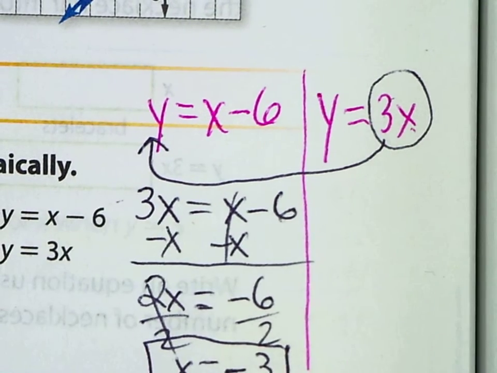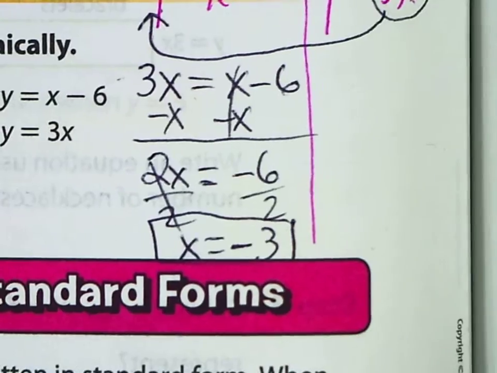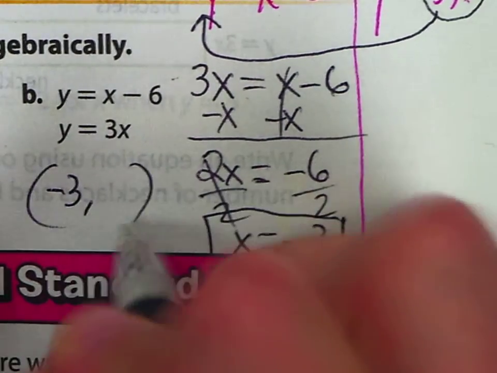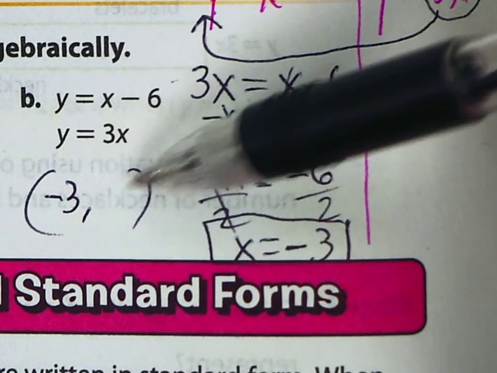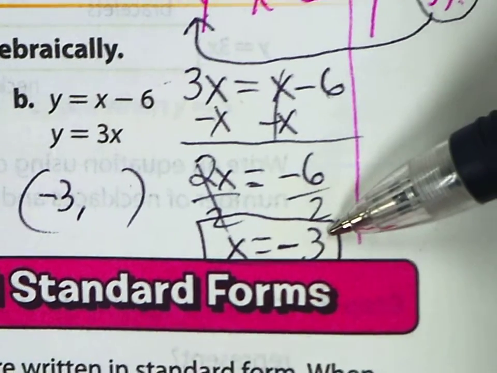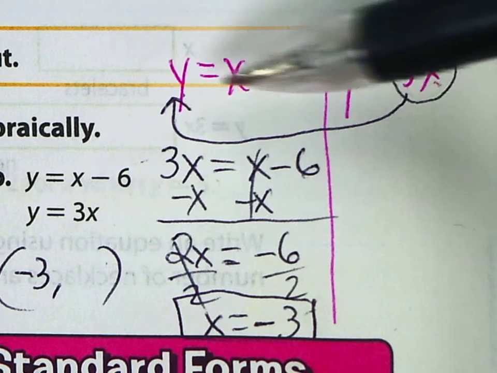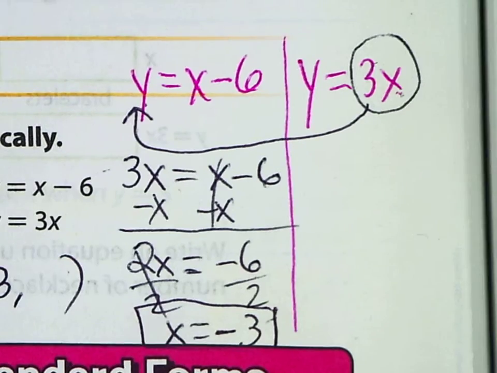So now if x equals negative 3, I have my x number in my ordered pair. So now I just need to find the y. If x equals negative 3, now I can plug in negative 3 to either one of these x's and solve. Plug it into whichever one looks easier.